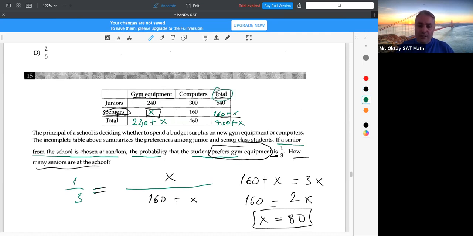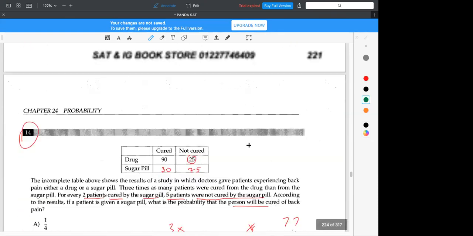And then the question asks how many seniors are there in the school? So total seniors, 160 plus X, 160 plus 80. So 240 is the final result. That's it. Okay now or not? Yes, sir.